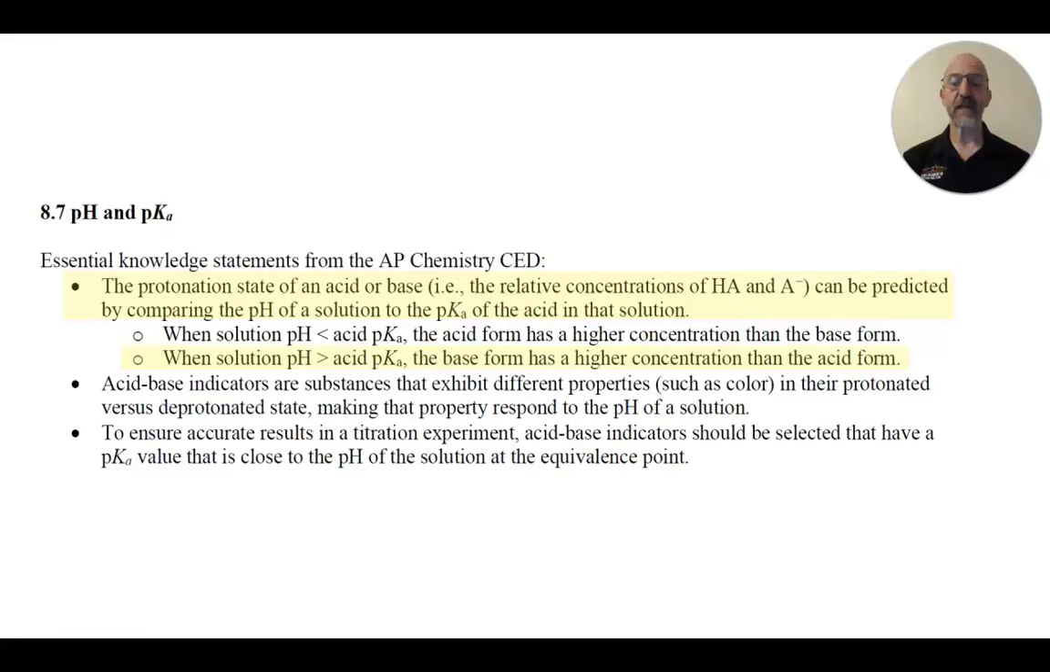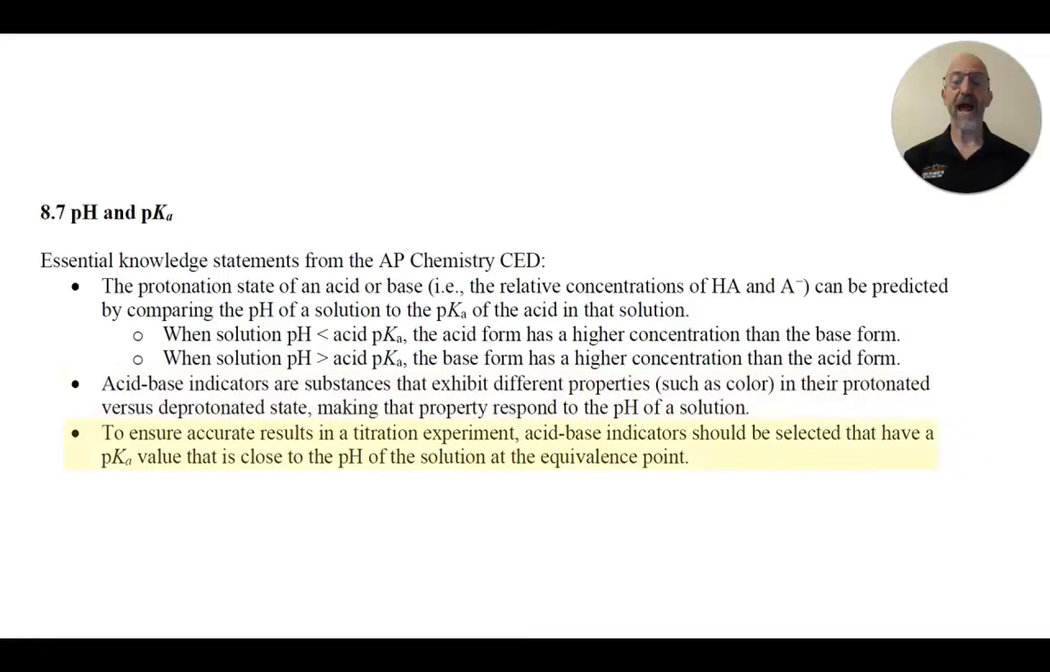Now, there's a couple of statements about acid-base indicators. So acid-base indicators are substances that exhibit different properties, such as color, in their protonated versus deprotonated state, making that property respond to the pH of a solution.